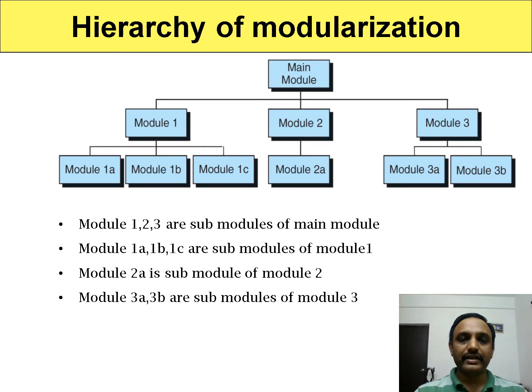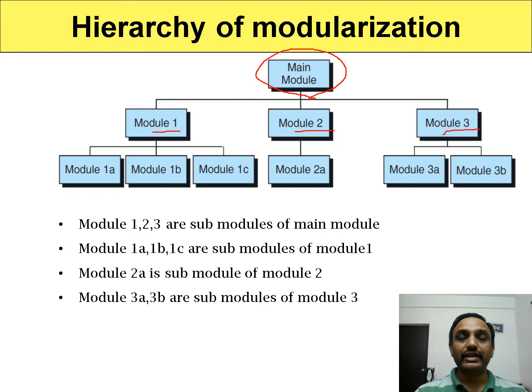Here is the hierarchy of modularization. First we concentrate on developing the main module. The main module can be divided into sub-modules. In this example, modules 1, 2 and 3 are the sub-modules of the main module. Similarly, you can take sub-modules for module 1, module 2 and module 3. Like that, you can divide your program into different sub-modules.